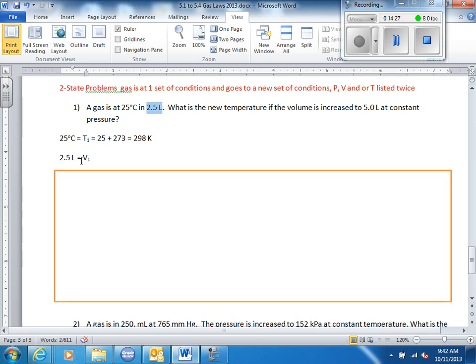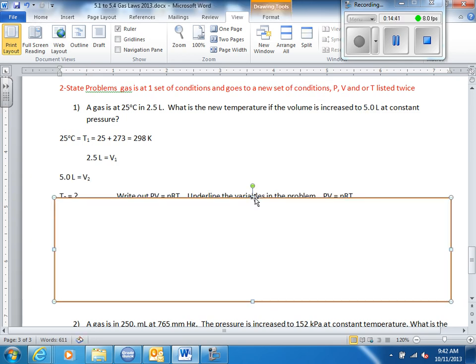So 2.5 liters, that would be our volume initial. Now what do you think this volume is? We increase the volume to a new set of conditions. That means that that's our second volume. So we've got V2, and we're trying to find T2. So here's how you solve these problems.